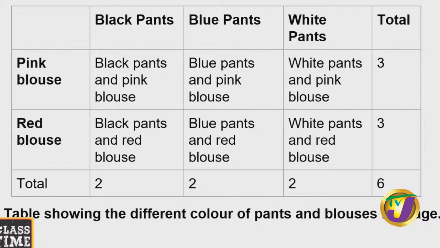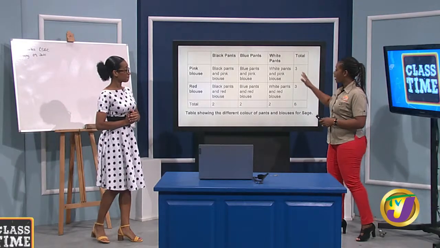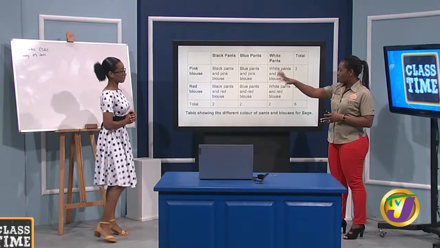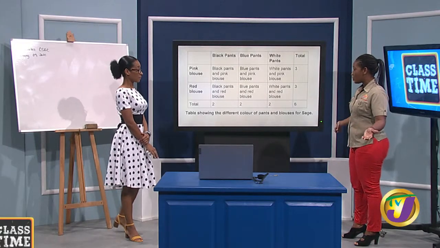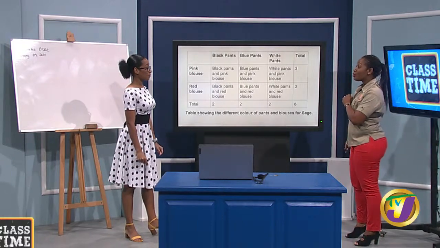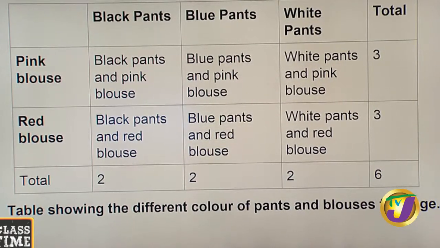Before we move on, the table has some added information which we didn't total. If you look at the table, there are 3 possible combinations with the pink blouse, and also 3 possible combinations with the red. The black pants can only be worn twice, with either a pink or a red blouse. The blue pants, the same 2 times. The white can only be worn twice because there are only 2 blouses to choose from. All right, so we can move on to the next section.